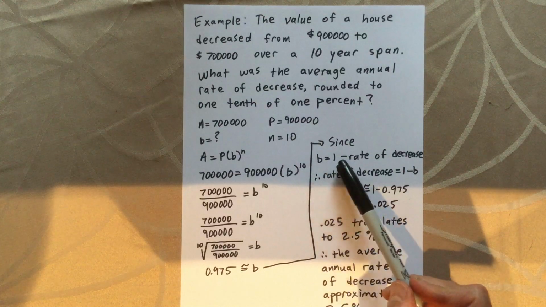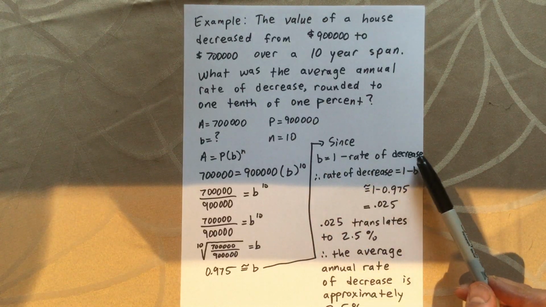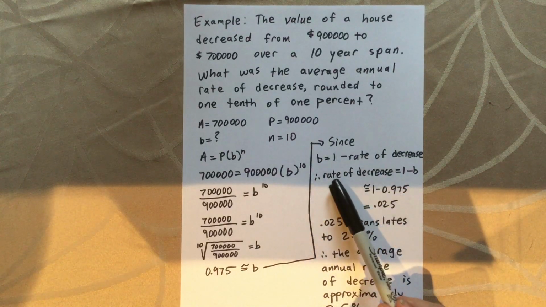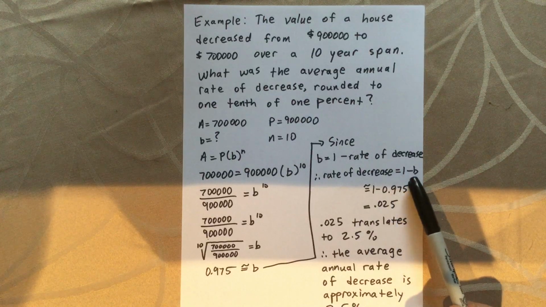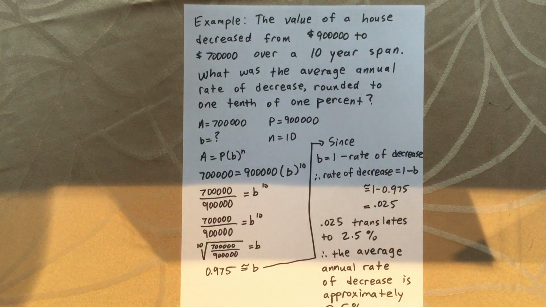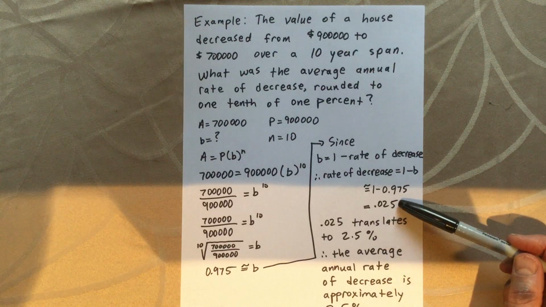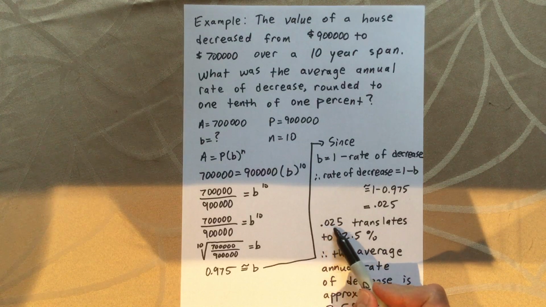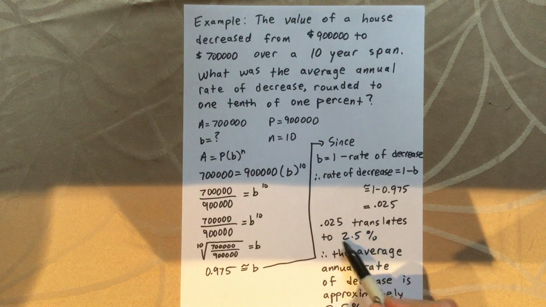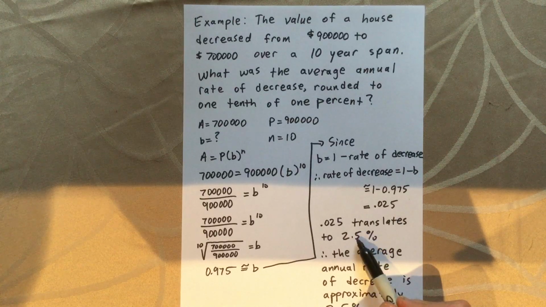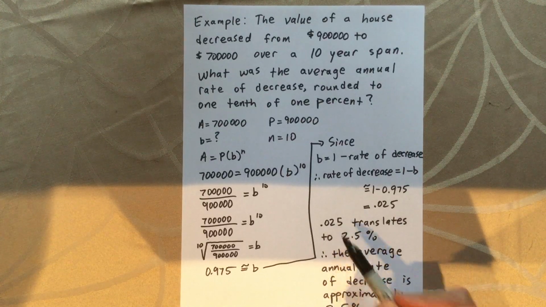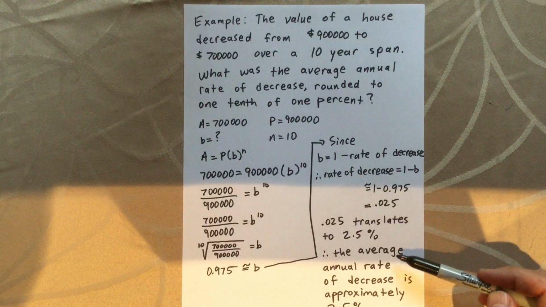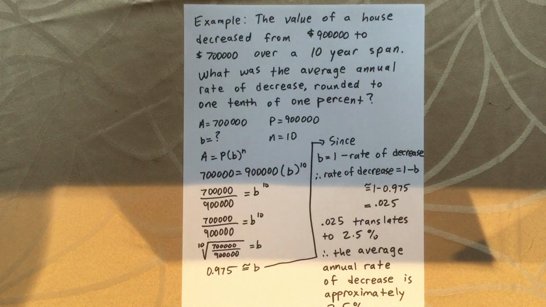Now remember, B is equal to 1 minus the rate of decrease in a decaying situation. Well, adding the rate of decrease to both sides and subtracting B from both sides, we get the rate of decrease is equal to 1 minus B. That's approximately 1 minus 0.975, which is equal to 0.025. Now 0.025 translates to 2.5%. We move that decimal over 2 places. And we wanted it to 1/10 of 1%, so we wanted 1 decimal place here, which means we wanted 3 decimal places here because we wanted to move the decimal to the right 2 units. So that means the average annual rate of decrease is approximately 2.5%.